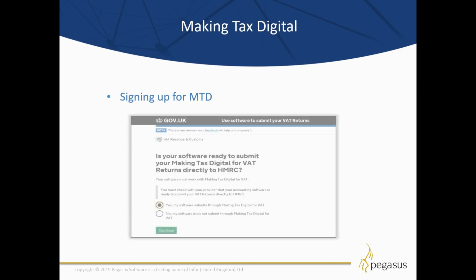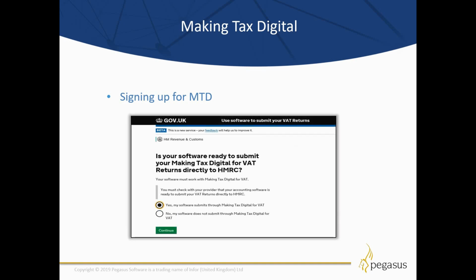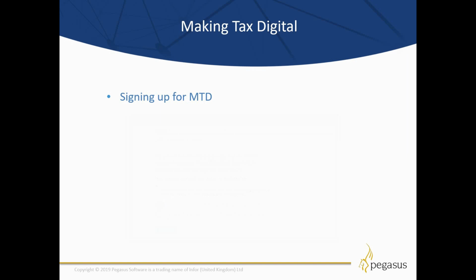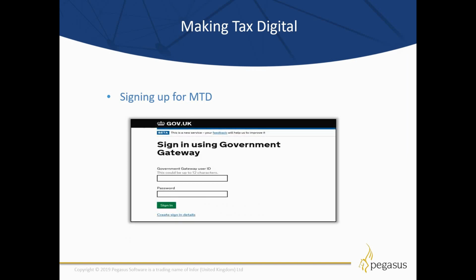The next question you'll be asked is, is your software ready to submit your Making Tax Digital for VAT returns directly to HMRC? Again, the answer is yes, my software submits through Making Tax Digital for VAT, because you are using Opera 3. And then press continue. Now you need to log into the Government Gateway using your existing Government Gateway user ID and password. This is the user ID and password you use to submit your VAT returns online.